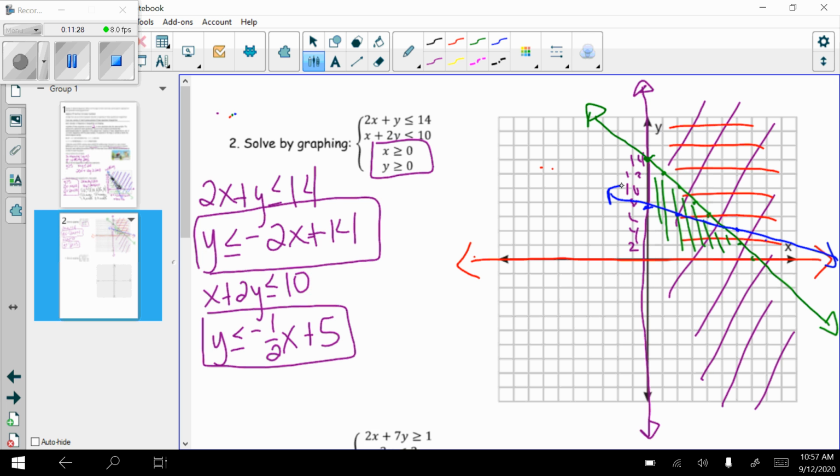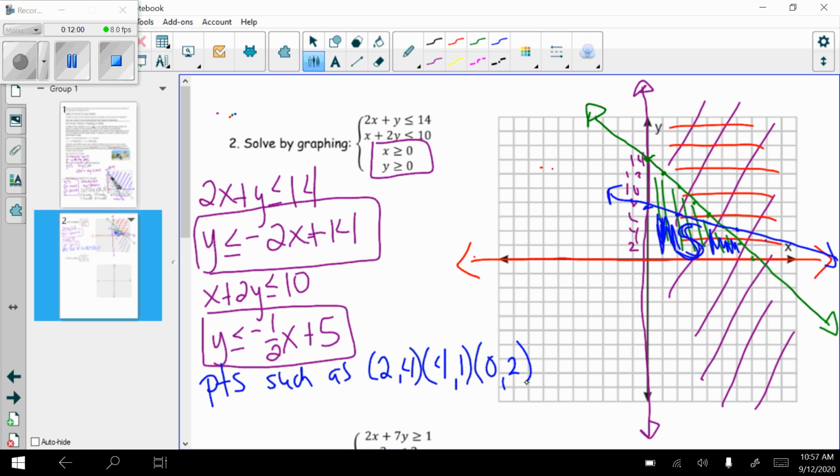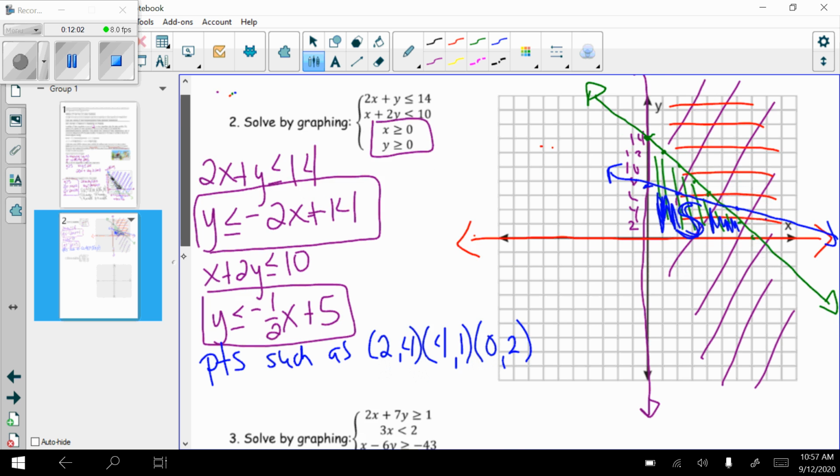And I see that y is less than. Everything in here, this little area, is all going to be solution space for us. So again, if we wanted to look at possible answers, points such as the point 2, 4, the point 4, 1, the point 0, 2, etcetera. Lots of different possible answers there that would work.